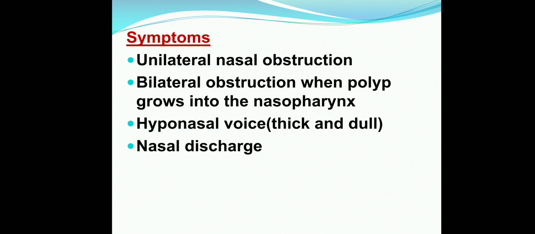What are the symptoms of antrochoanal polyp? They are unilateral nasal obstruction. Bilateral obstruction is seen when the polyp grows into the nasopharynx. The voice is thick and dull. It is also called hyponasal voice, and there will be presence of nasal discharge.